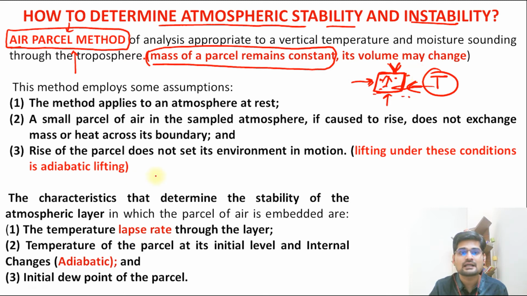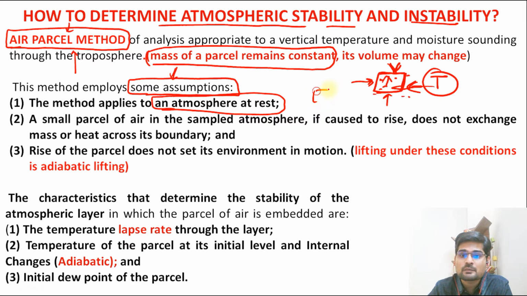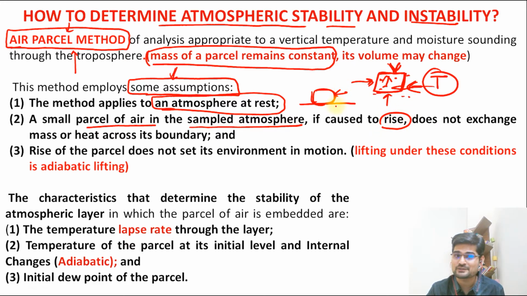But this air parcel method has some assumptions. This is something unique that you need to understand, which is not generally discussed when people talk about the air parcel method. So what are the assumptions? Remember, the method applies to atmosphere at rest. It is considered that when this parcel is at rest, it is not moving, it is just fixed here, sitting on the ground. That is the first assumption, right? Then a small parcel of air in the sampled atmosphere is caused to rise. Now this is just a single important sample part of the atmosphere. Remember, in scientific studies, we take a sample, we apply the method to the sample, then apply that important result to the general atmosphere. This is how the result is happening here also.